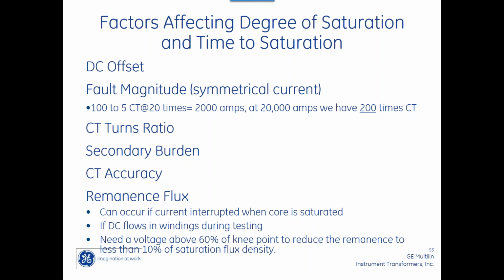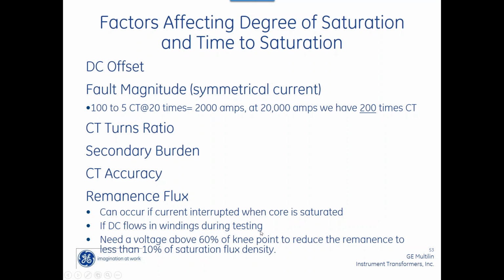So Spencer, getting back to your application, with protection, higher ratio CTs are actually better for protection. For metering, you're better off with low. The turns ratio, the higher the ratio, the less likely it's going to saturate quickly. The secondary burden we've talked about, the CT accuracy, and remnant flux, which is left in there.